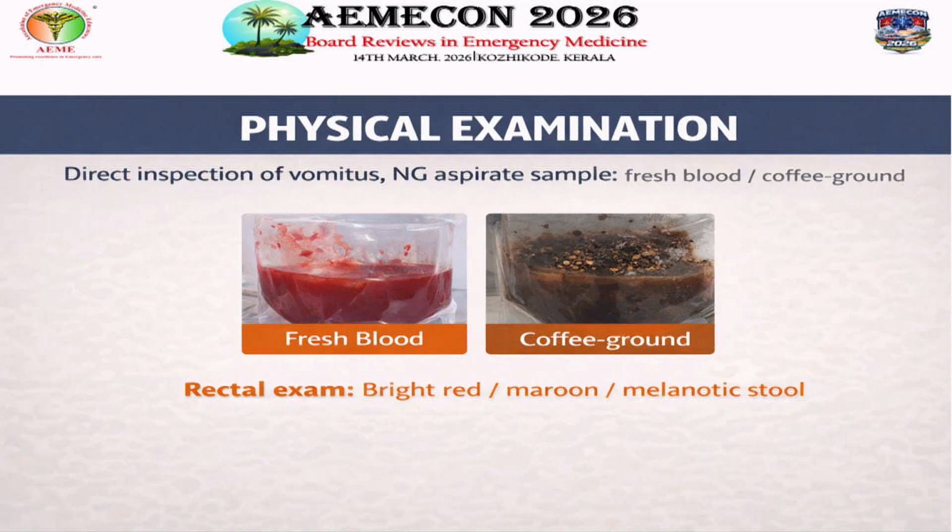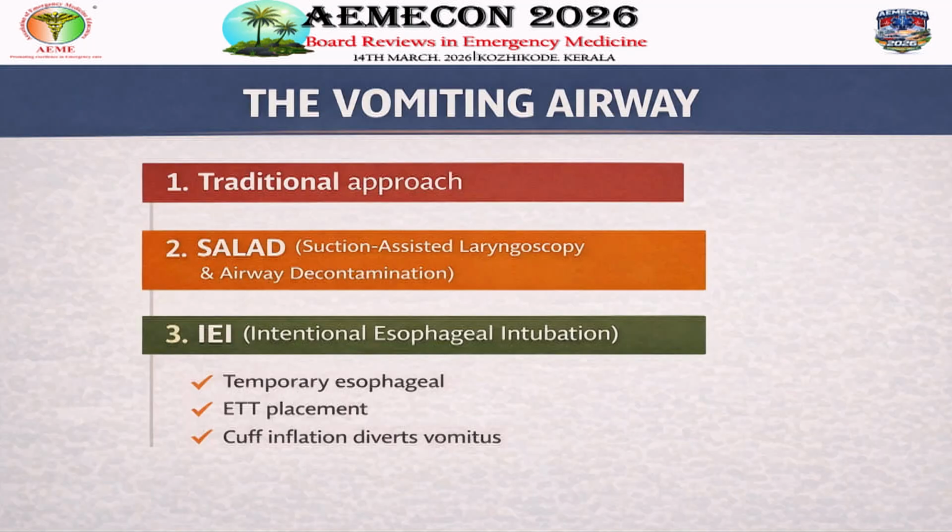While you are doing this physical examination, the patient suddenly had a massive bout of hematemesis in triage. So what are you going to do? What is your next priority? So, airway, excellent. This takes us to the next concept, the vomiting airway, right?